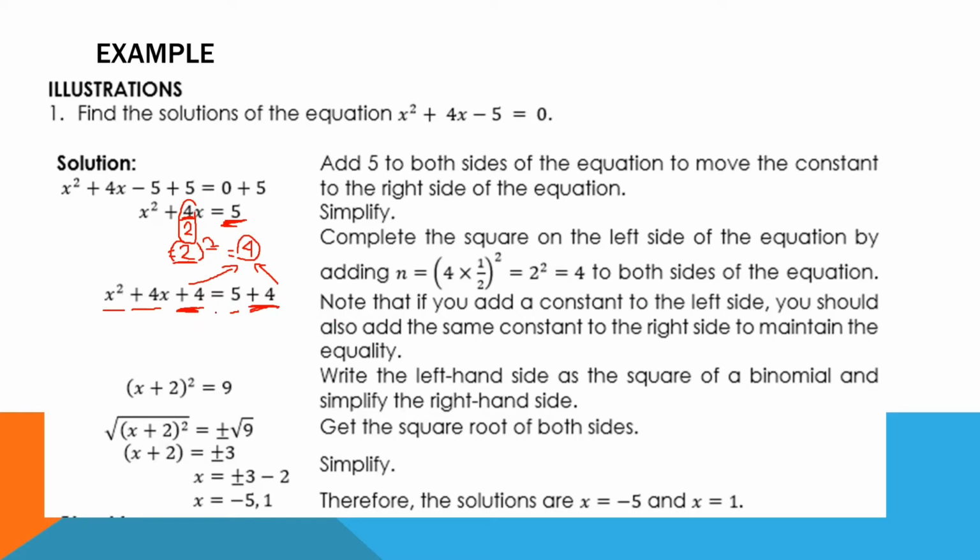So after that, we're going to simplify. So what are we going to do? So x squared plus 4x plus 4 is equal to 9. So na-simplify na natin.